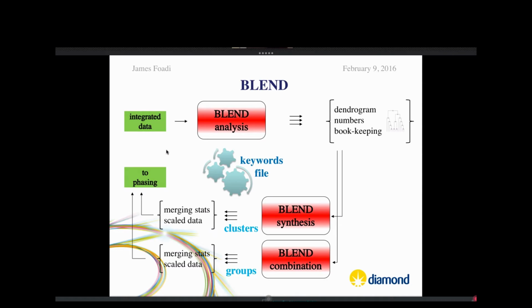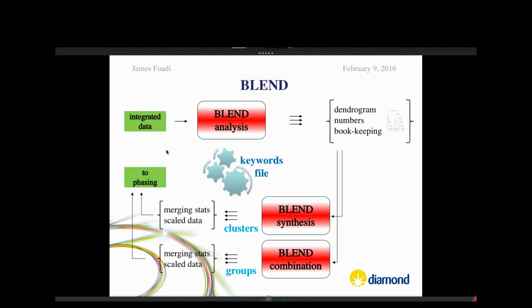I'm showing here a schematic on how Blend works. The input consists of integrated but unscaled data. And these are MTZ or XDS files, typically produced by integration programs like MOSFilm, XDS, and Dials. Blend can be executed in analysis, synthesis, or combination mode. The analysis mode needs to be executed at least once at the beginning of any session with new data.